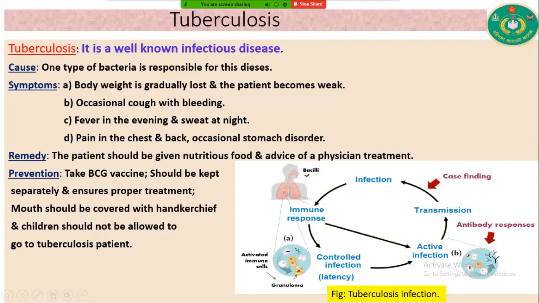Remedy. The patient should be given nutritious food and the treatment advised by a physician. Then prevention. Take the BCG vaccine. The patient should be kept separately and ensure proper treatment. The mouth should be covered with a hand scarf, and children should not be allowed to go near a tuberculosis patient.